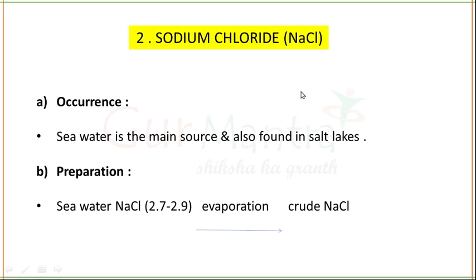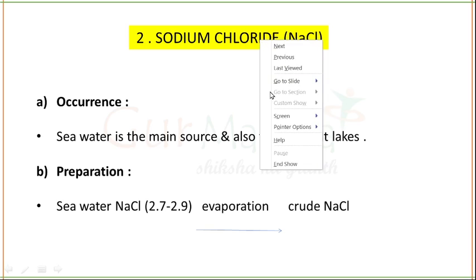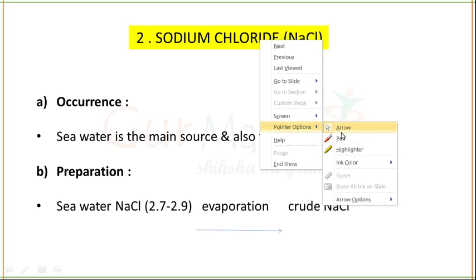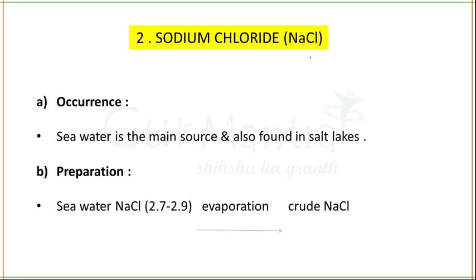Sodium chloride is commonly known as salt, and this is an ionic compound with the chemical formula NaCl, representing a 1:1 ratio of sodium and chloride ions. You have to learn the ratio of sodium and chloride ions, that is 1:1.